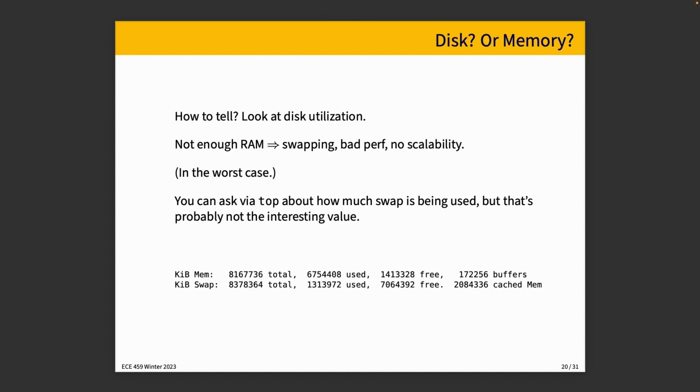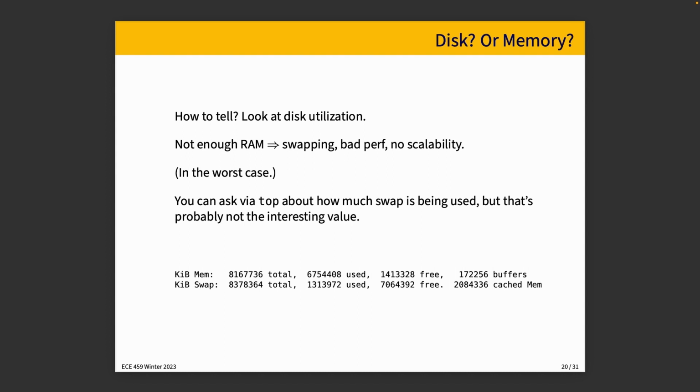We'll talk about memory, but we're also going to talk about disk because they kind of go together in this regard. So next on the list is memory, and one way to tell if memory is actually your limiting factor is to look at disk utilization. Why is that? If there's not enough RAM available, there will be swapping and performance goes down, and accordingly scalability is also decreased by the fact that we're spending a lot of time swapping.